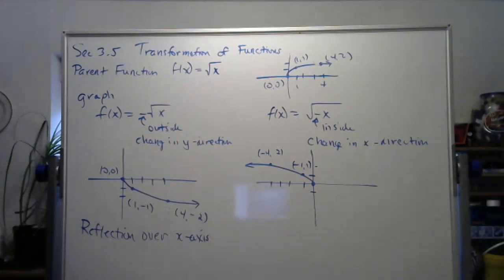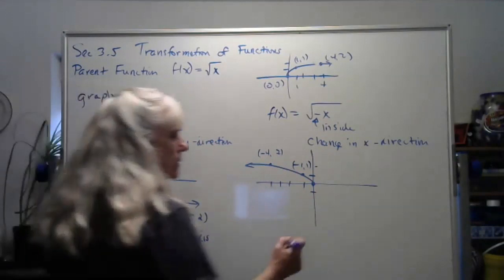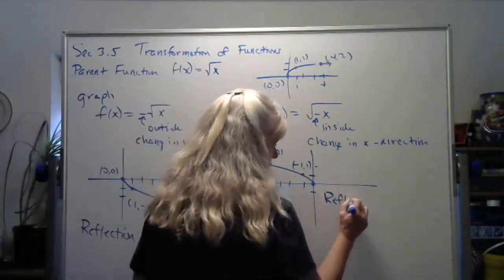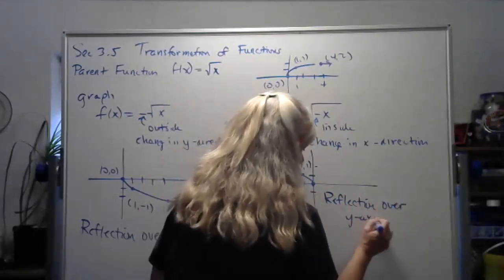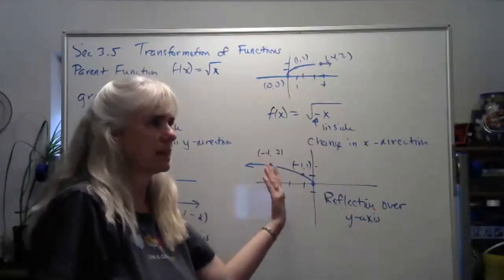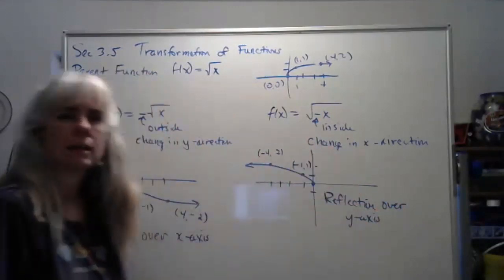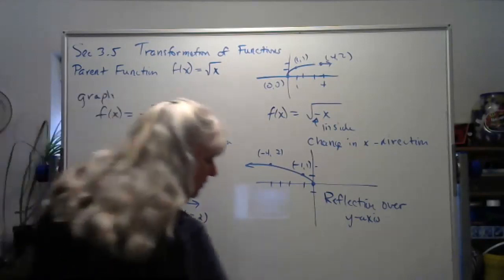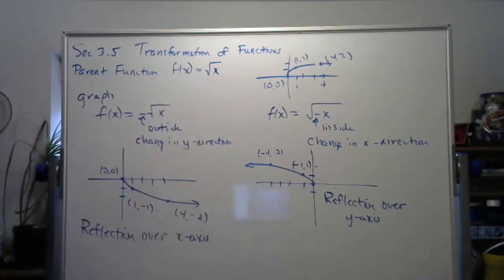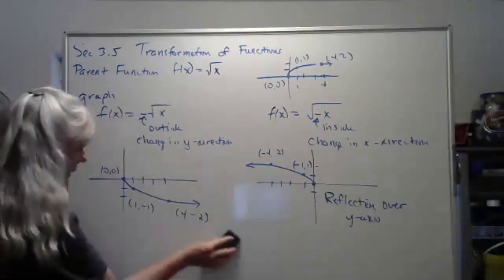And again, you can plot points. You just have to be careful about what points you're picking and plotting. So we're going to consider this to be a reflection over the y-axis. We're changing the sign on the x's, which is a reflection over the y-axis. Okay. So we've moved left, right, up, down, and we've reflected over both axes. Is there anything else we could do? Yeah, there's one more thing we can do. Is everybody good with the reflections? Yes. Yay.